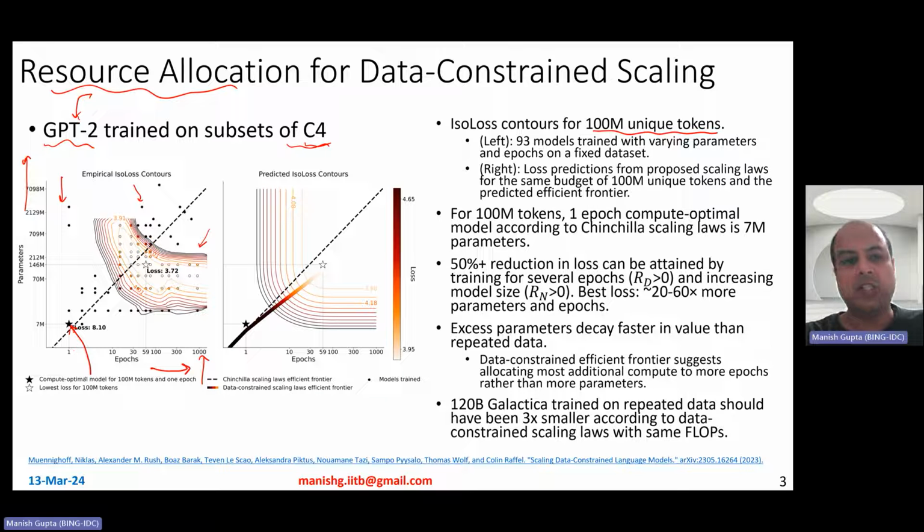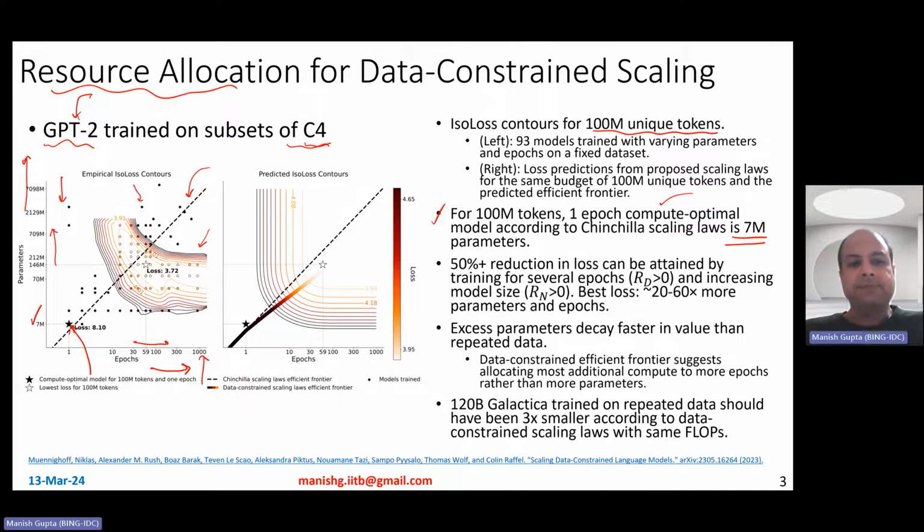based on the Chinchilla laws, they found that for 100 million tokens, the one epoch compute optimal model is essentially a 7 million parameter model. Okay, so that's what the Chinchilla laws say. And this dotted line is the Chinchilla line. It basically says that if you want to increase the number of tokens or you want to increase the parameters, both of them can be varied in an equal way. So alpha equal to beta approximately, and that's the Chinchilla law.